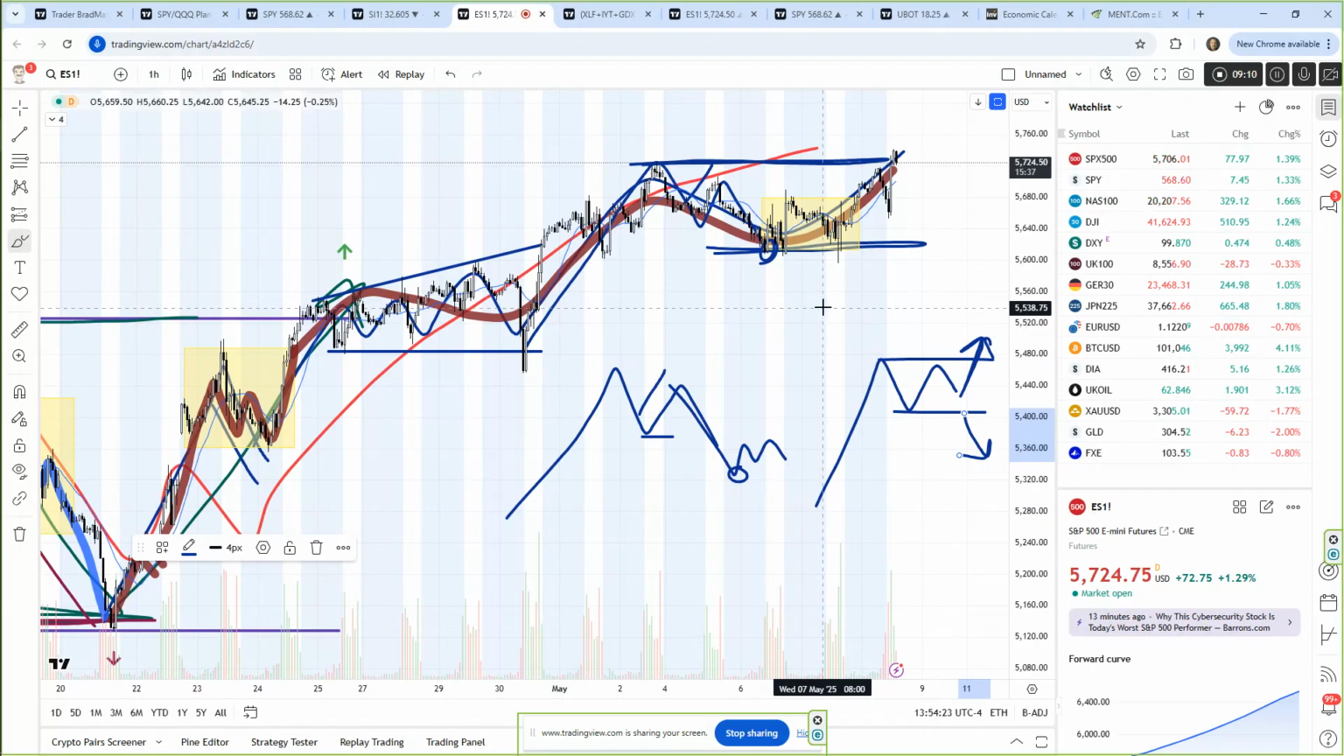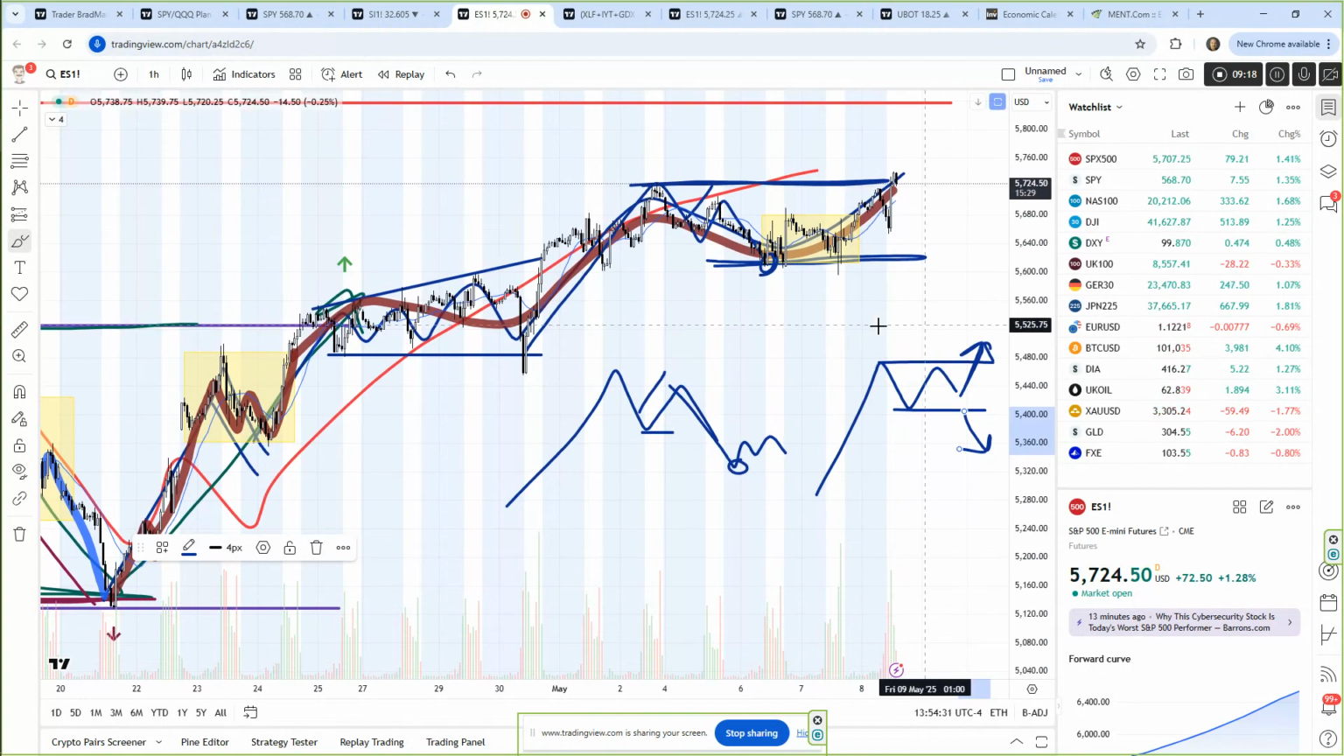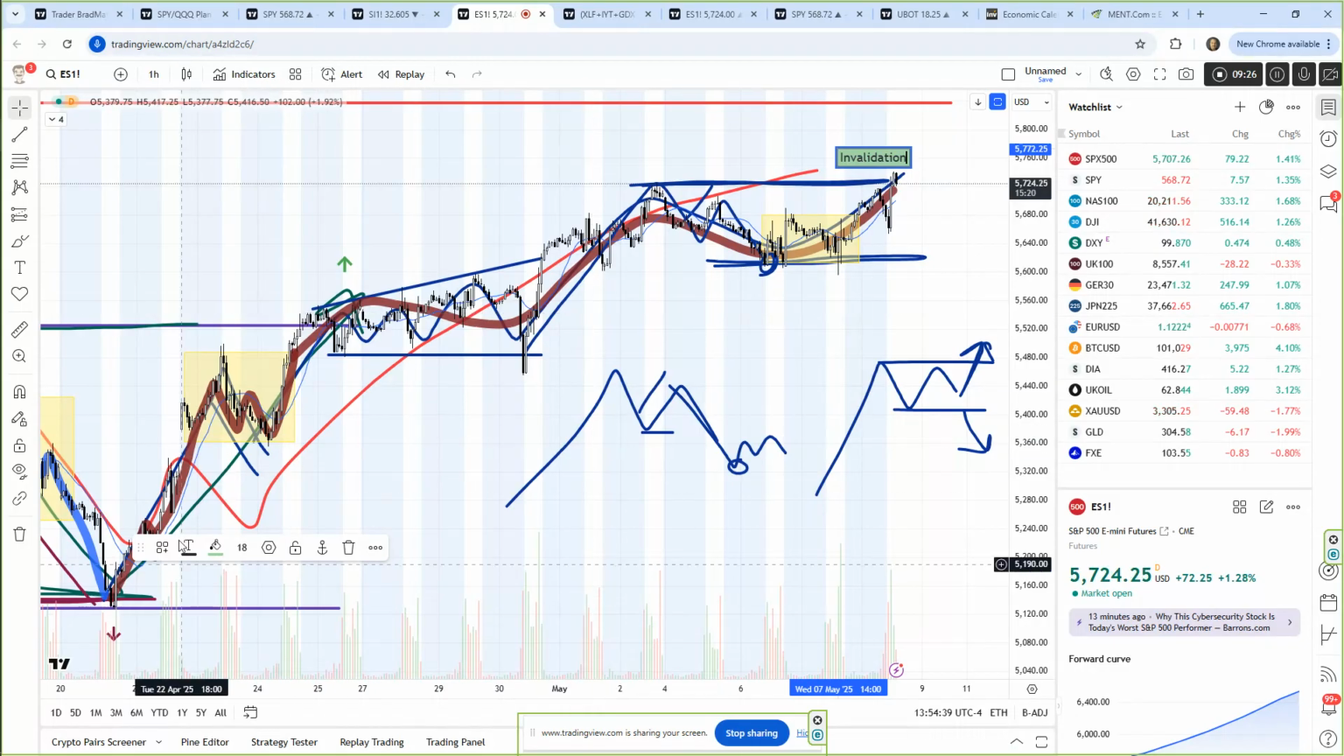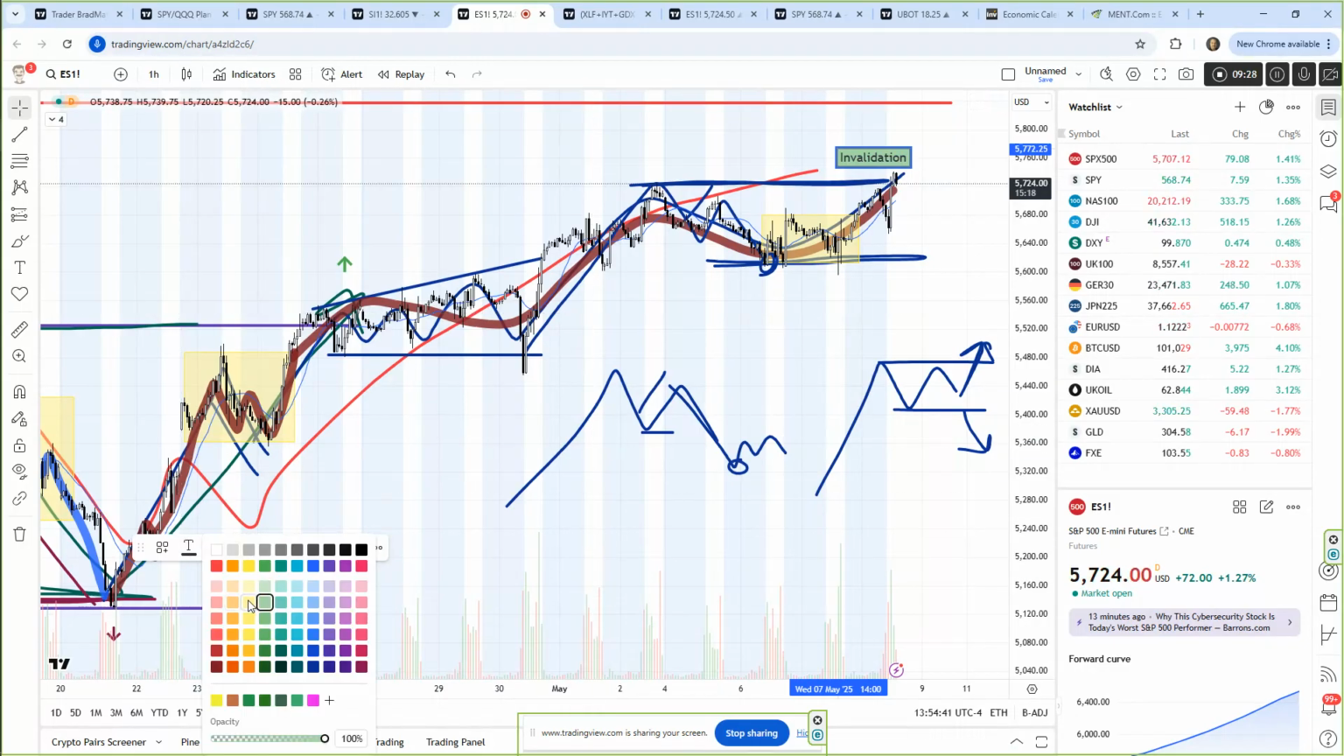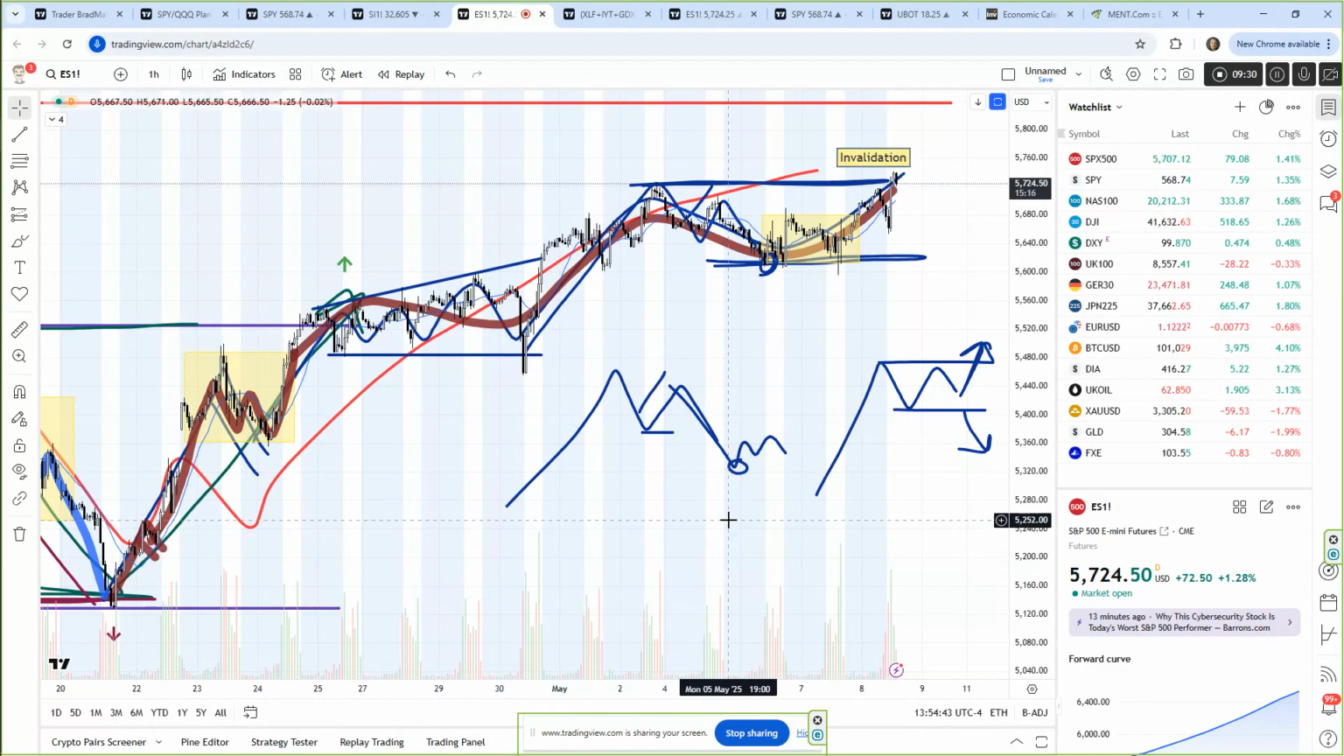So where we're at right now, we're in this consolidation phase. We've rallied up here to above the breakaway. This should technically be invalidation. To the upside, I see the markets as struggling. Invalidation, so I'll do that kind of in yellow and say that we're struggling.